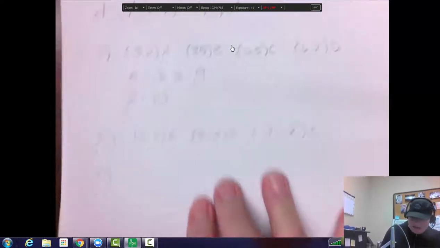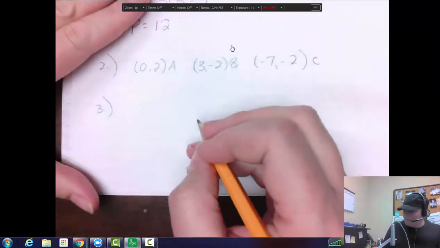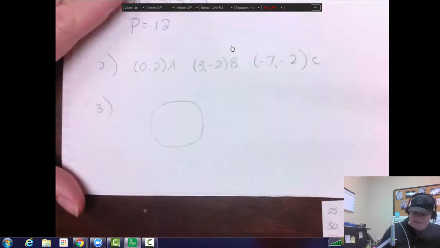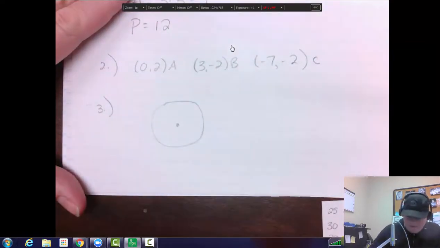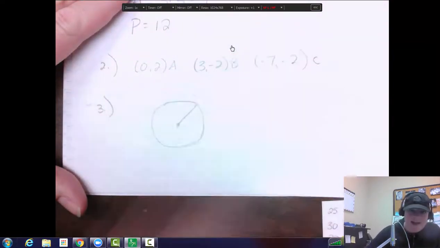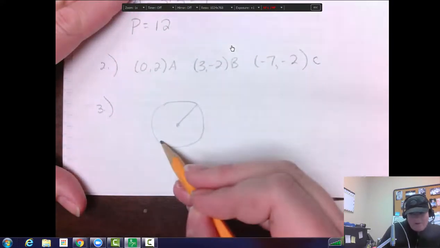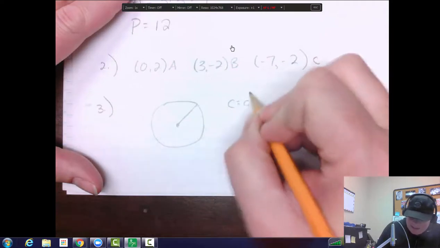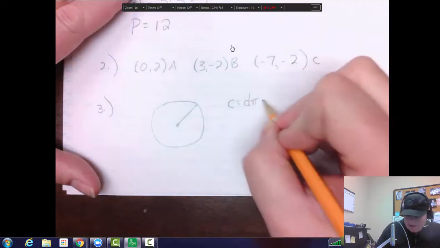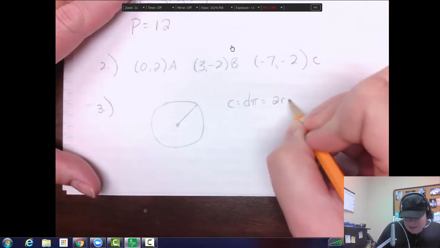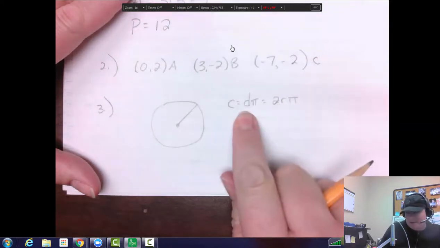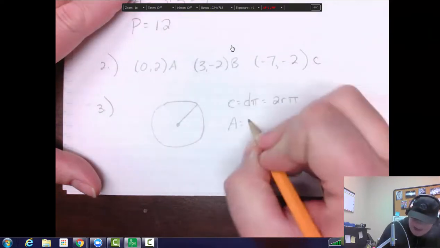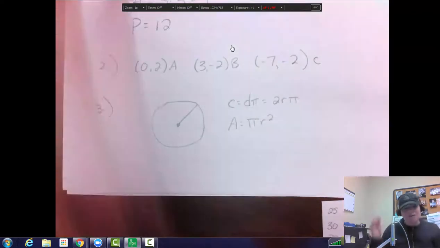So we're going to remind you that when I have a circle, the radius is halfway and the diameter is all the way across. Your formulas for circumference are either diameter times pi, or 2 radius pi. Obviously, 2r is the same as the diameter, so those are really the same formula. And area is equal to pi r squared. So you need those formulas.